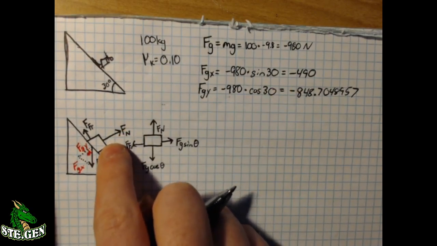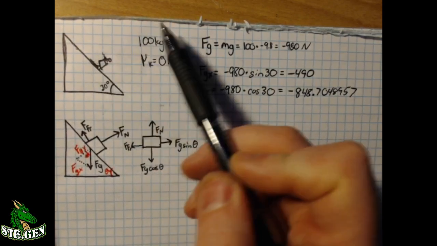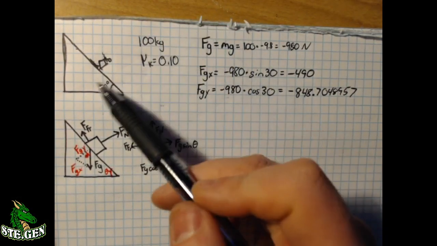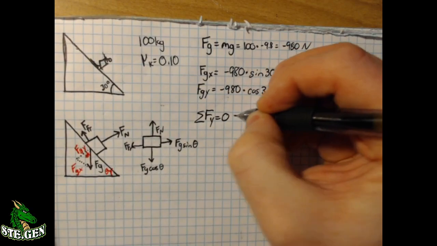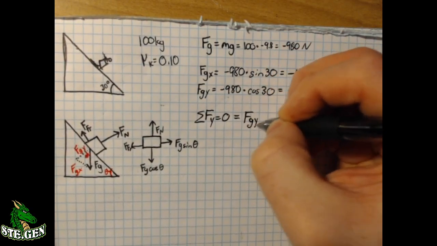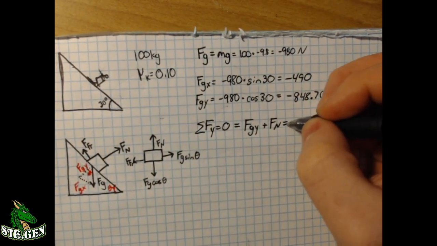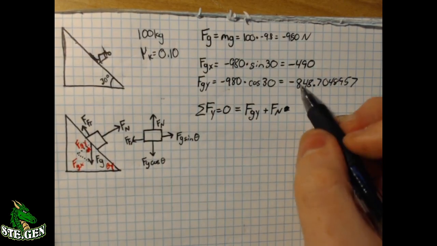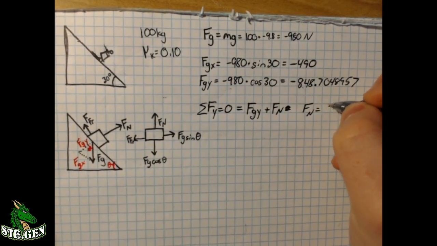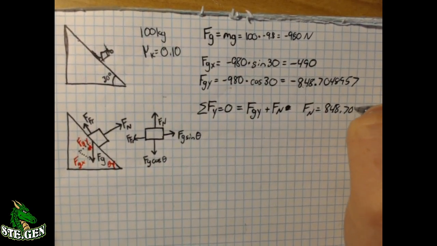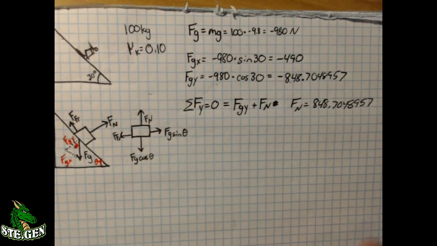Now, because we know the force of gravity in the y direction, we can use that to find the normal force, because the normal force is the force that's counteracting, and it doesn't mention that the skier is sliding off the slope or flying up the slope. So the sum of the forces in the y direction is 0, which means our F of gravity in the y direction plus our normal force must be 0. We know our force of gravity in the y direction is this, which means our normal force must be positive 848.7048957. Sorry for shaking the camera as I write my big number over there.